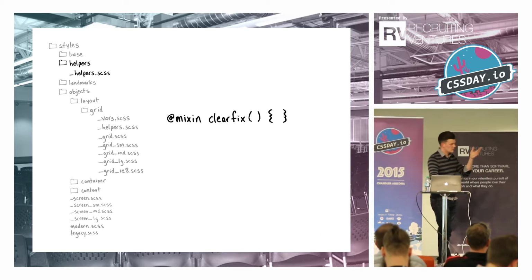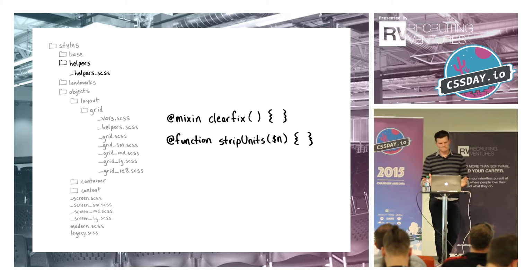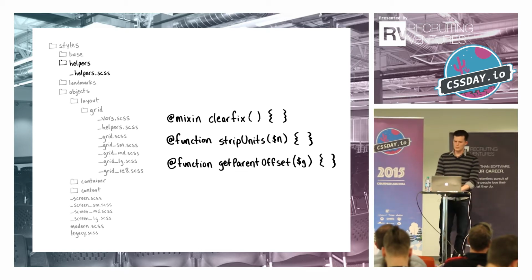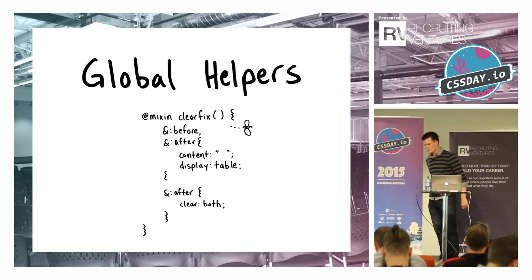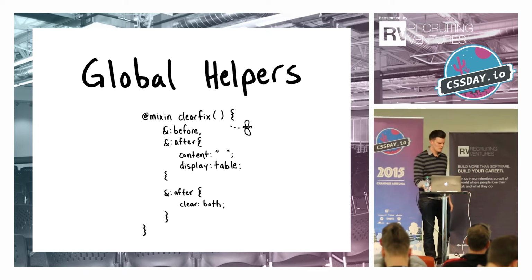Clear fix, we saw that earlier. We're just going to make a mixin out of that. It's going to make it a lot more maintainable to use. Here's our strip units guy. We're going to talk about that. And then get parent offset. Just going to get in the weeds, but it'll be fun. We're going to build one mixin, which we can include everywhere else, and 2 functions that are going to generate some numbers for us.